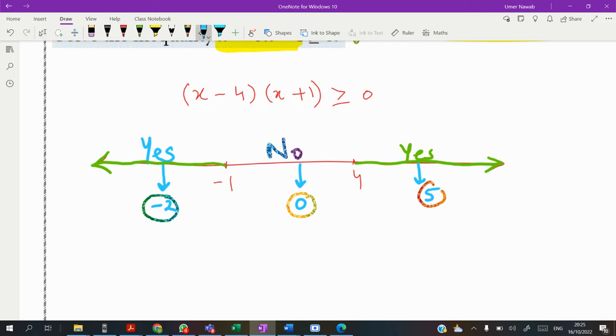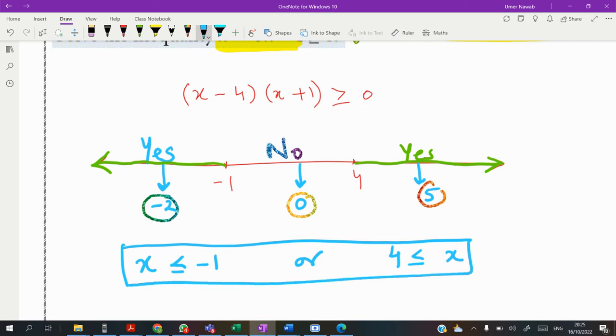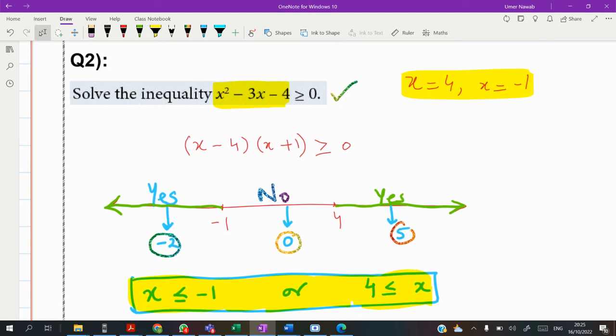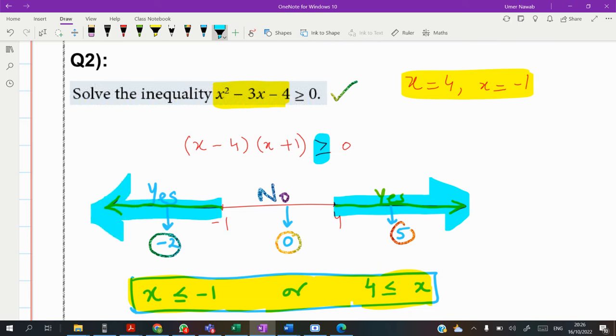My solution is, let me write it down here. x is less than or equal to minus 1, or x is greater than or equal to 4. These are the two solutions of this inequality. All the values of x which are less than or equal to minus 1, and all the values of x which are greater than or equal to 4. By the way, in the class I have also told you, whenever the greater than sign comes, we always get a fountain. Fountain means you have to take the outside of the middle region.